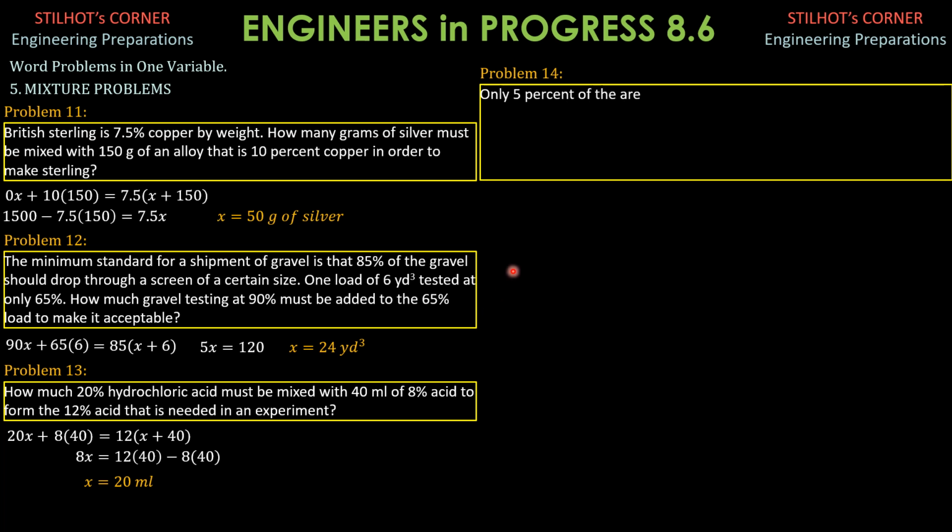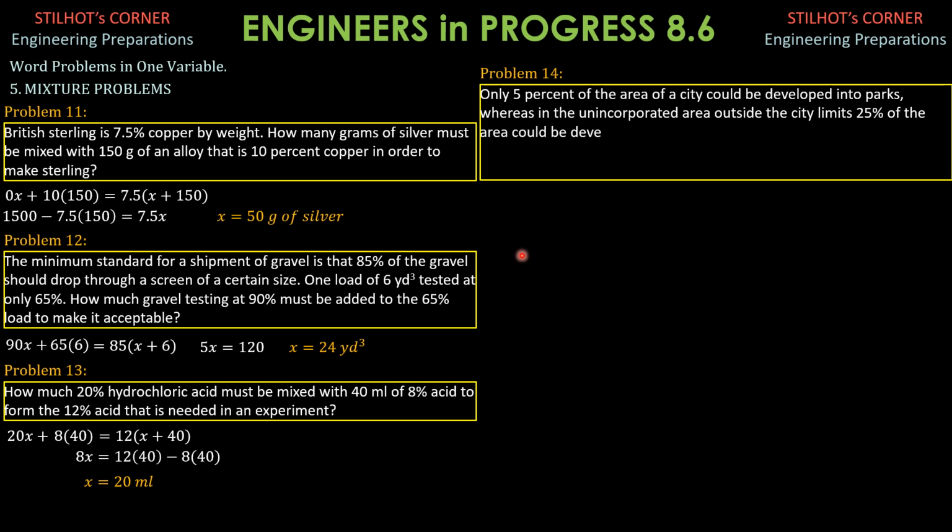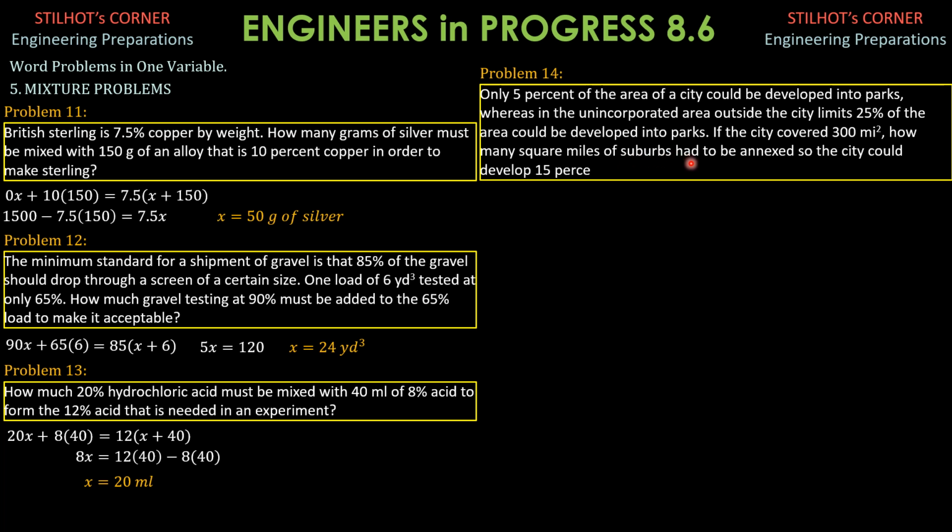Problem 14: only 5% of the area of a city could be developed into parks, whereas in the unincorporated area outside the city limits, 25% of the area could be developed into parks. If the city covered 300 square miles, how many square miles of suburbs had to be annexed so that the city could develop 15% of its total area as parks?